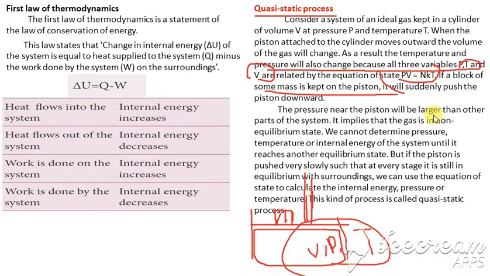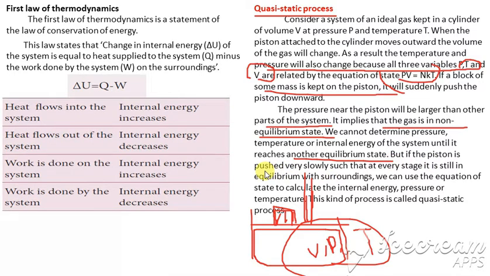Pressure near the piston will be greater than in the other parts of the system. So the pressure near the piston will be higher and the pressure elsewhere will be lower. So the gas is in a non-equilibrium state. Then we cannot determine the pressure, temperature and the internal energy until it reaches equilibrium. We can determine pressure and temperature only when they are in equilibrium.